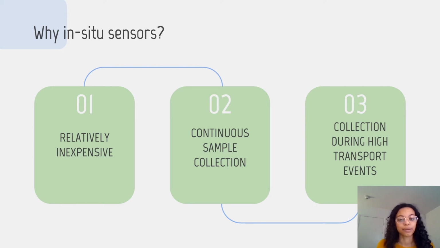And lastly, most importantly, they can collect data during high transport events. These are things like storms and floods, when a large amount of water is being discharged and a large amount of sediment is being transported. These events are very unique and very variable, and with in situ sensors, we can learn more about them and collect data on what's actually going on, whereas with manual samples, it can provide dangerous conditions for the researchers, and they can happen very quickly, and we may not be able to collect data or get a true sense of what is going on during these events.